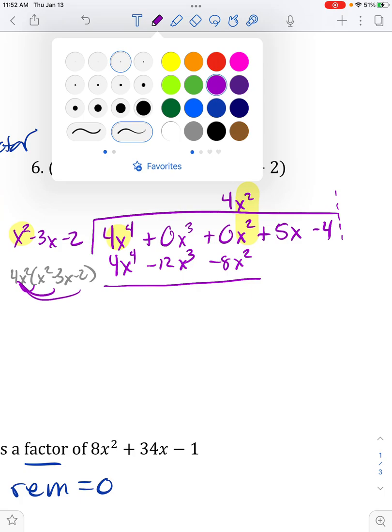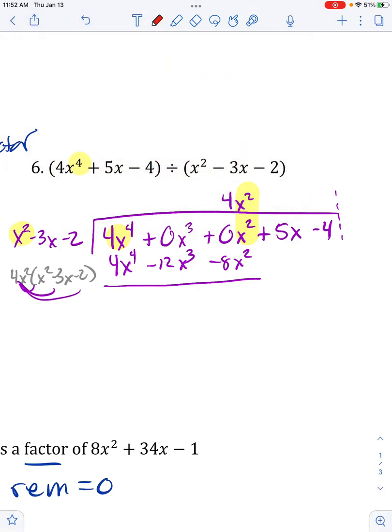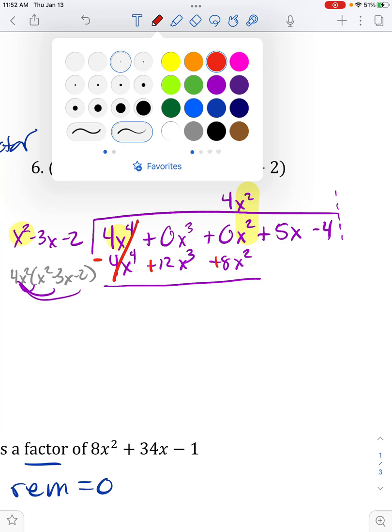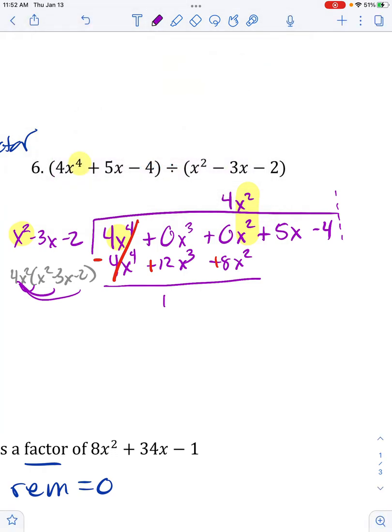So let's go through our next step, which is to subtract the bottom row. But like here, minus a negative turns it positive. Minus a negative turns it positive. These cancel as they always should. 0 plus 12x cubed, and 0 plus 8x squared. And then we bring down our next victim.